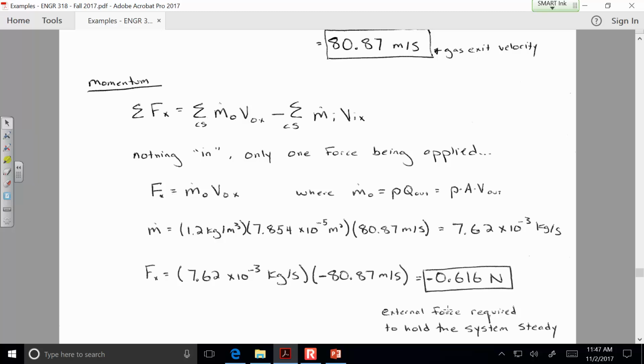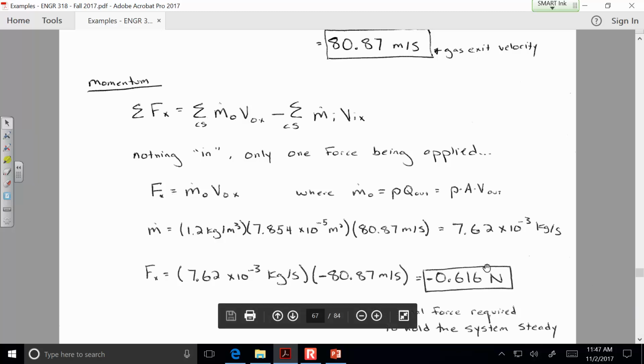And then the velocity. And although the velocity is to the left, I didn't put the negative sign there because we always want mass flow rate to be a positive value. But we did preserve the directionality of the velocity here in the negative 80.87 meters per second because that is going to the left there. And so that's what makes the force a negative value as well.